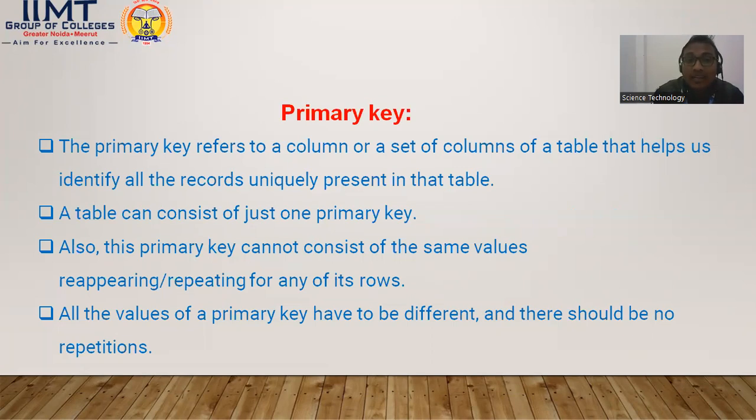Also, this primary key cannot consist of the same values reappearing, repeating for any of its rows. All the values of a primary key have to be different and there should be no repetition. It means the column value is not repeatable. The column value is a unique value. There should be no repetition in the column value or in the key attribute value, in the primary key attribute value.